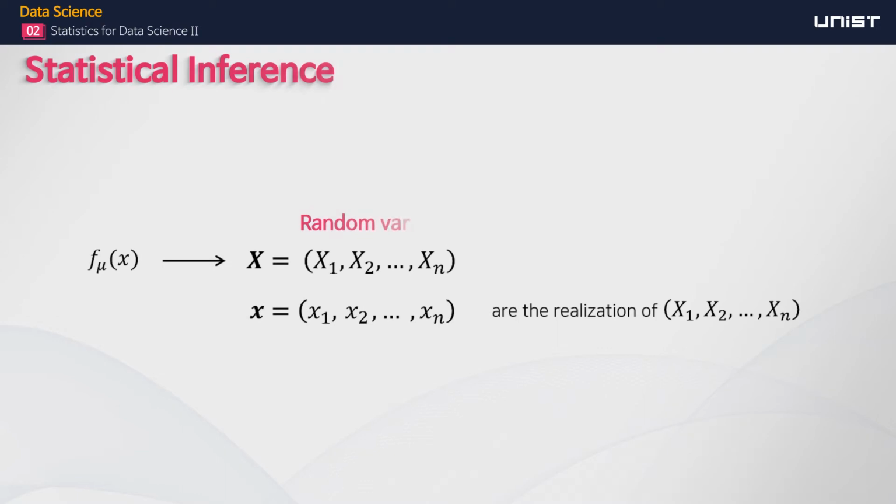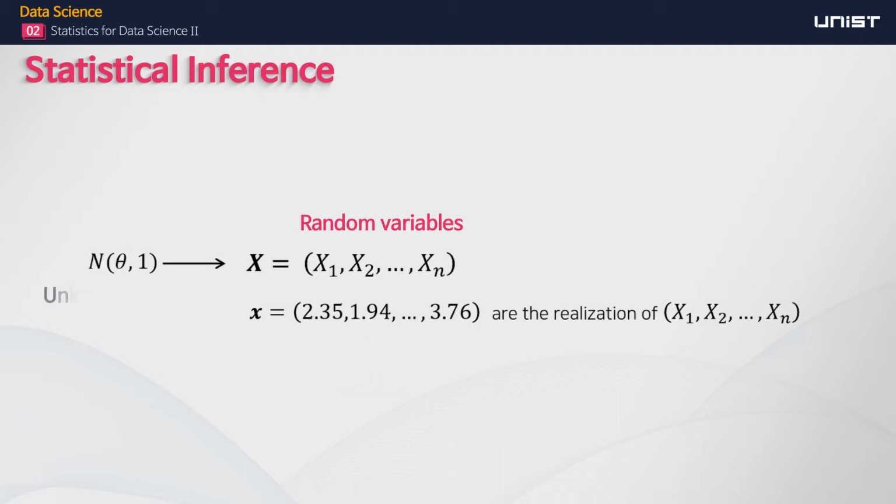Let X indicate n independent draws from a probability distribution F. If X has taken a certain value, x, the value x is called the realization of X. For example, x1, x2 up to xn are n random variables from normal distribution theta and 1. Those random variables are also called a random sample.